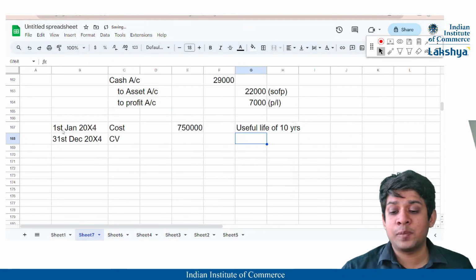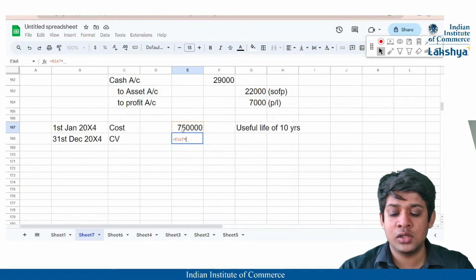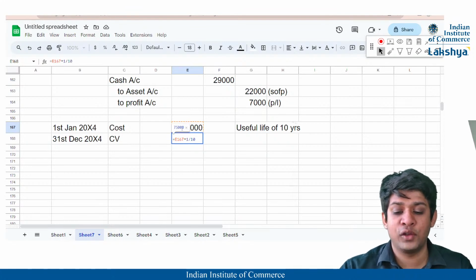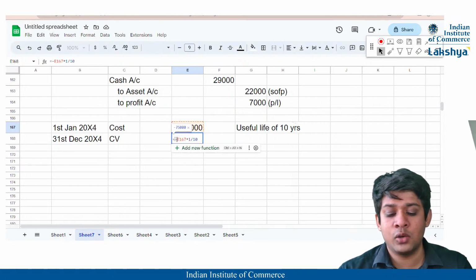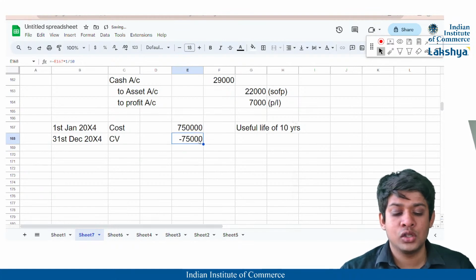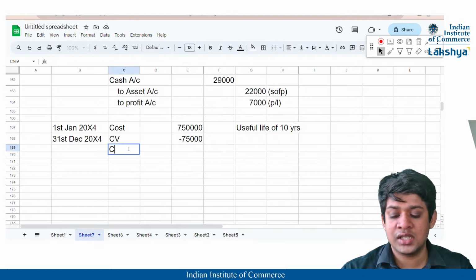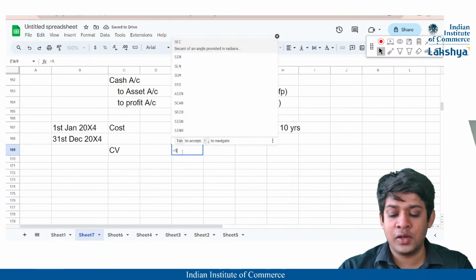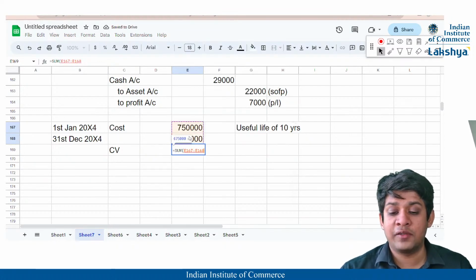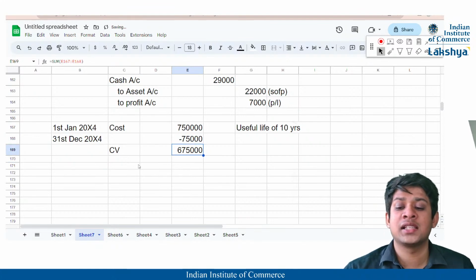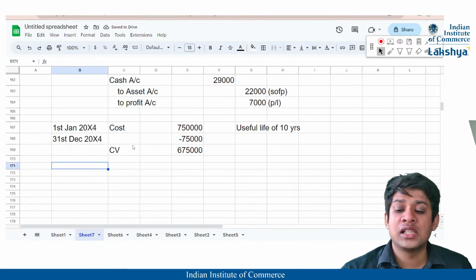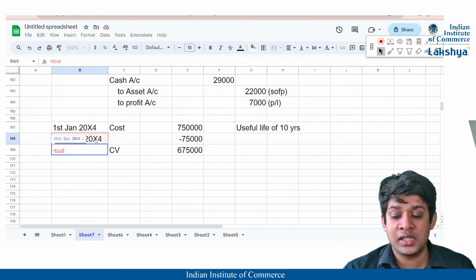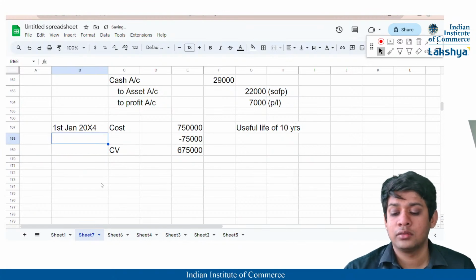Right. So 1 year has passed from 1st January 2014 to 31st December 2014. 7,50,000 into 1 year divided by 10 years of useful life. So the depreciation that we are going to charge is 75,000. So the carrying value will be nothing but 7,50,000 minus 75,000. The carrying value at the first year end will be 6,75,000. This is the carrying value of the asset at 31st December 2014.